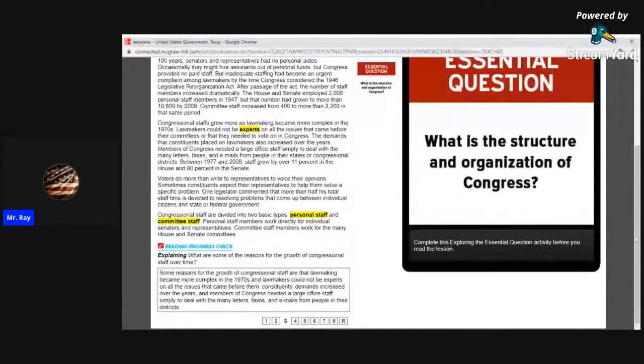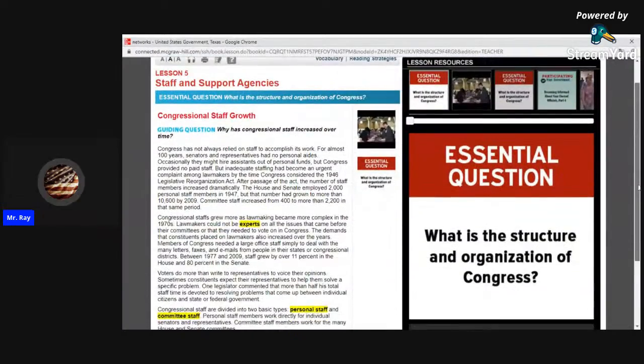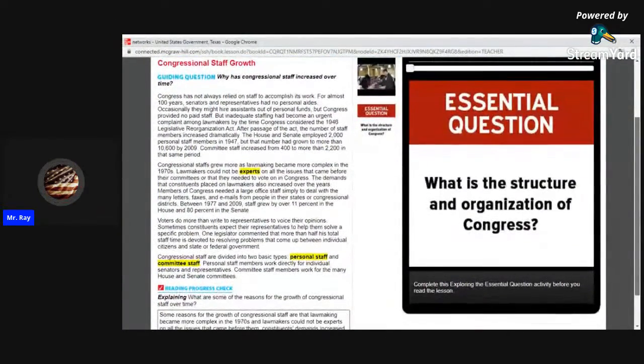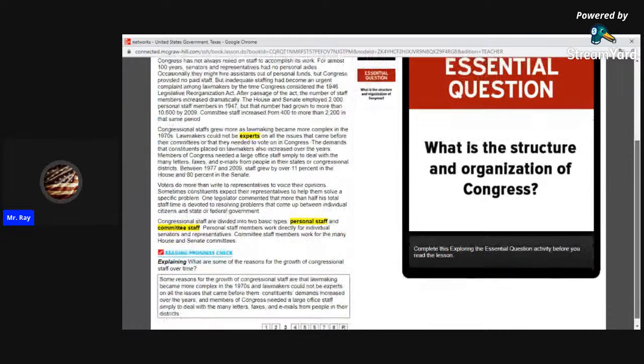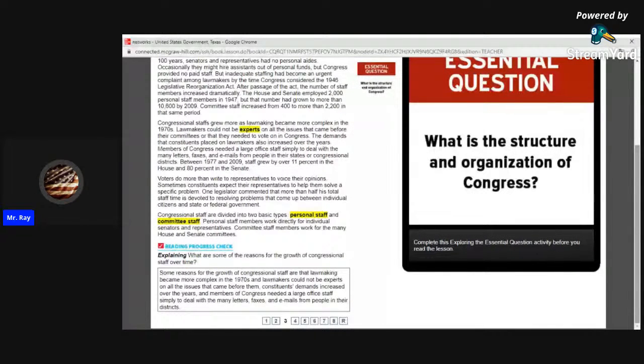So let's go. Page 3. Congressional staff growth, okay? Well, because these lawmakers can't be experts on everything, they choose staffers for specific jobs. Maybe a guy is a lawyer, maybe a guy is an expert in medicine, maybe a guy is an expert in agriculture, guy or gal, by the way. Okay, the staff grew by over 11% in the House and 80% in the Senate from 1977 to 2009. And there's two basic types of staff. There's personal staff and committee staff. So let's go into the personal staff.